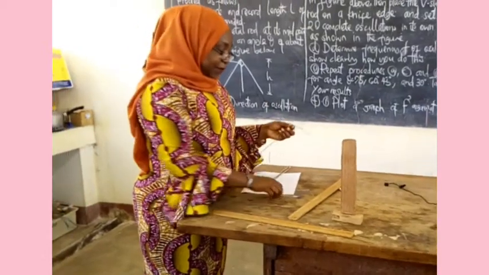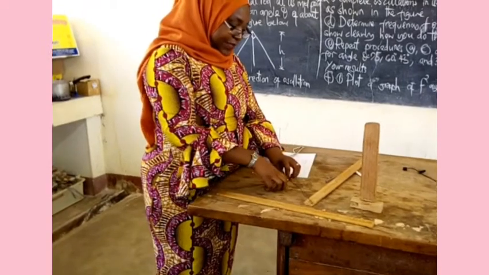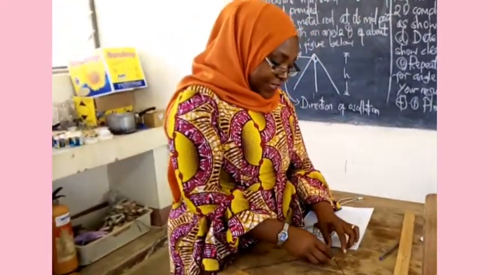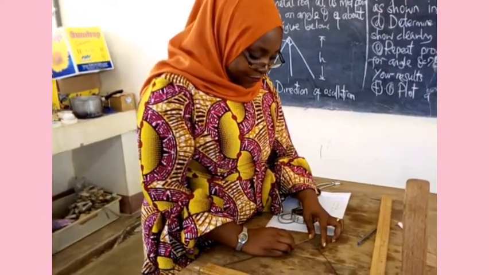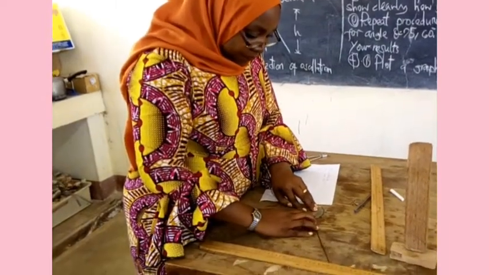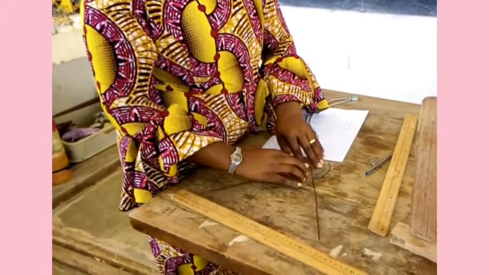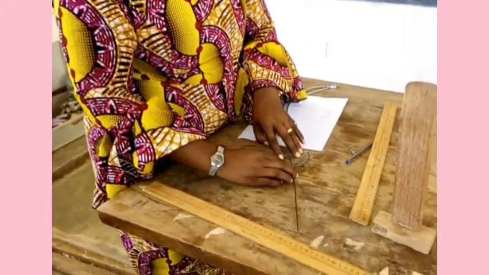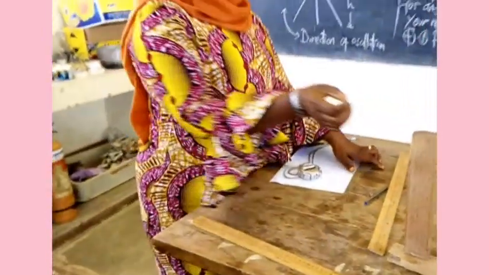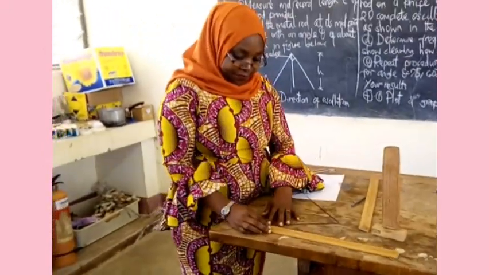Tumeambiwa baada ya hapo tupime tena angle to be 75 degrees. So by means of a protractor, you are required to measure the angle to be 75 degrees. Okay, this is the angle, which is the 75 degrees. After then, measure the height again.